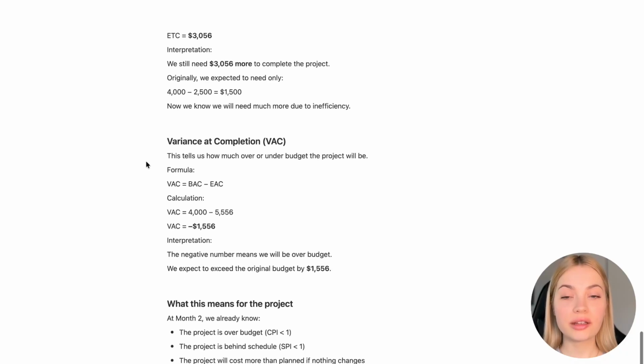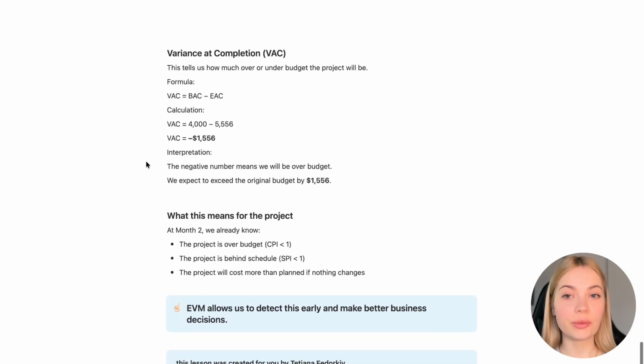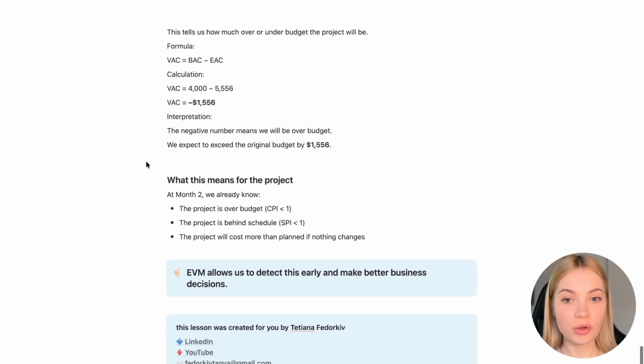So let's calculate the variance at completion. This formula will tell us how much over or under budget this project will be. The formula is VAC equals BAC minus EAC. Let's calculate, and we see that the negative number means we will be over budget. So when the project is completed, we will have spent more than we planned by $1,556.